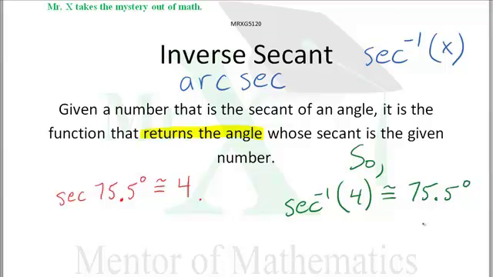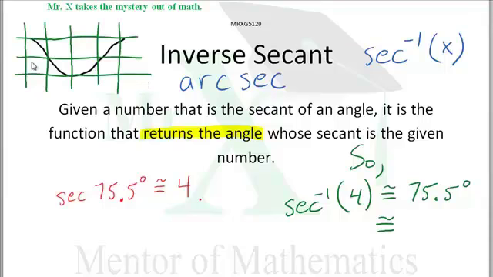But you need to be aware of something. There's another angle we can return between 0 and 360 degrees. This is a pretty darn rough sketch of the cosine, but that's all we need. Where is the cosine approximately 1/4? Because they're reciprocals, right? Well, it turns out that there's an angle in here about 75 degrees, 75.5.